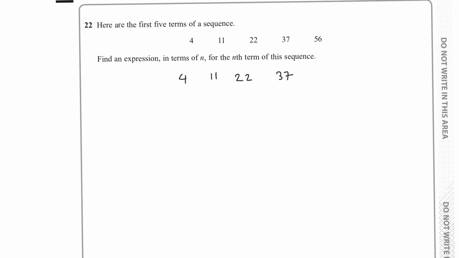With sequences, the first step is you want to work out the difference between all numbers in the sequence. So it'll be 7, 11, 15, 19. Because they're not all the same, I know this is going to be a quadratic sequence. With quadratic sequences, you want to work out the difference again, and you should get the same number. So now we've got 4, 4, 4, 4.